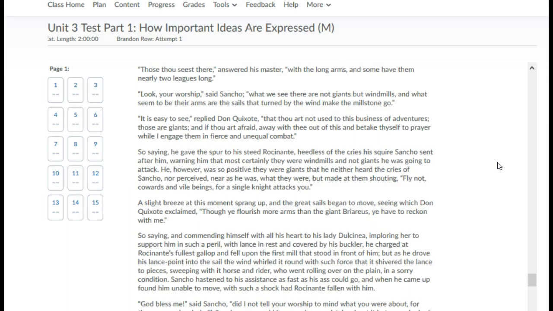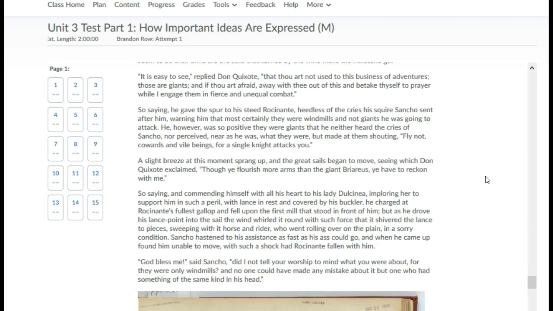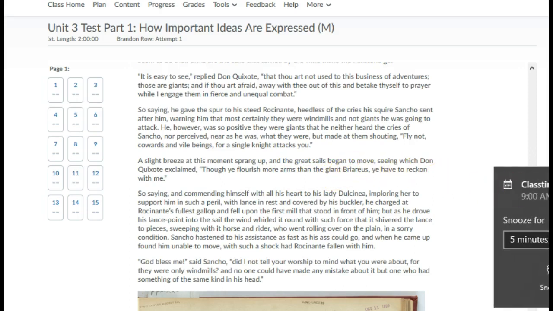"It is easy to see," replied Don Quixote, "that thou art not used to this business of adventures. Those are giants, and if thou art afraid, away with thee out of this, and betake thyself to prayer, while I engage them in fierce and unequal combat." So saying, he gave the spur to his steed, Rocinante, heedless of the cries of his squire Sancho sent after him, warned him that most certainly they were windmills and not giants he was going to attack. He, however, was so positive that they were giants that he neither heard the cries of Sancho nor perceived, near as he was, what they were, but made at them, shouting, "Fly not, cowards and vile beings, for a single knight attacks you." A slight breeze at this moment sprang up, and the great sails began to move, seeing which Don Quixote exclaimed, "Though ye flourish more arms than the giant Briareus, ye have to reckon with me."